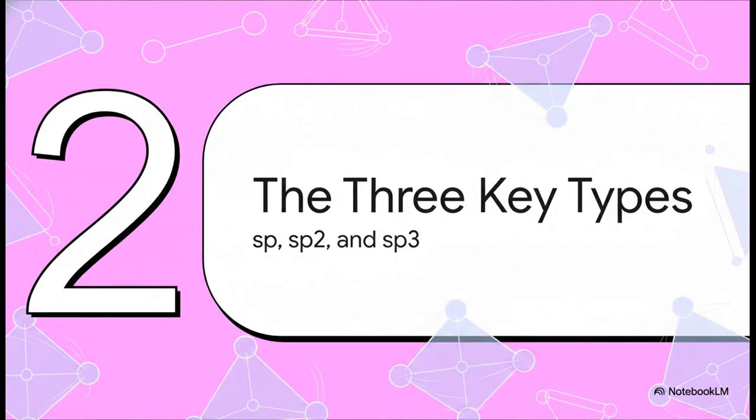So now that we've got that core rule down, let's actually apply it. We're going to walk through the 3 main types that you have to know, no exceptions: sp, sp2, and sp3. If you can master these 3, you'll be able to figure out the shape of a ton of different molecules.